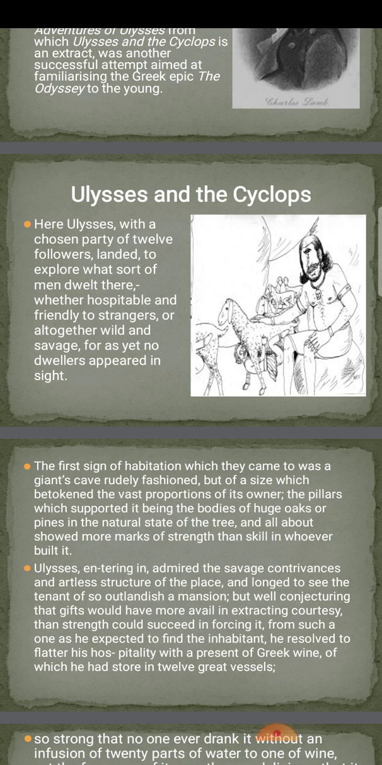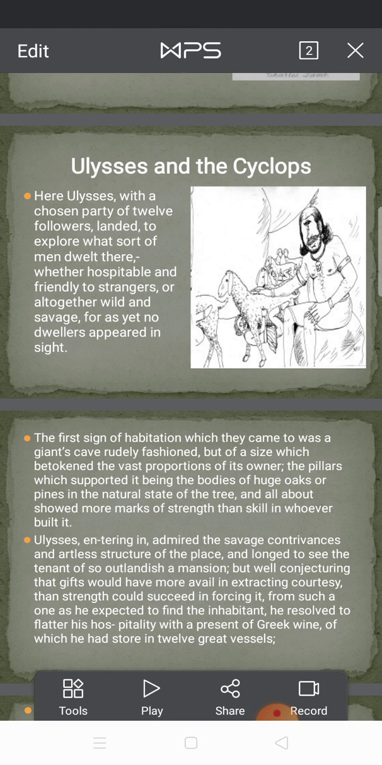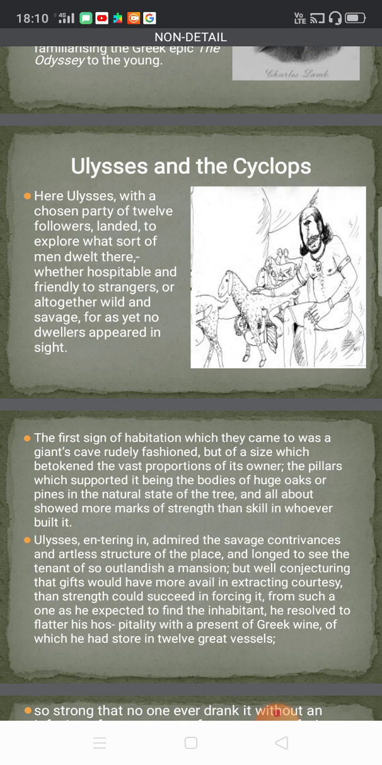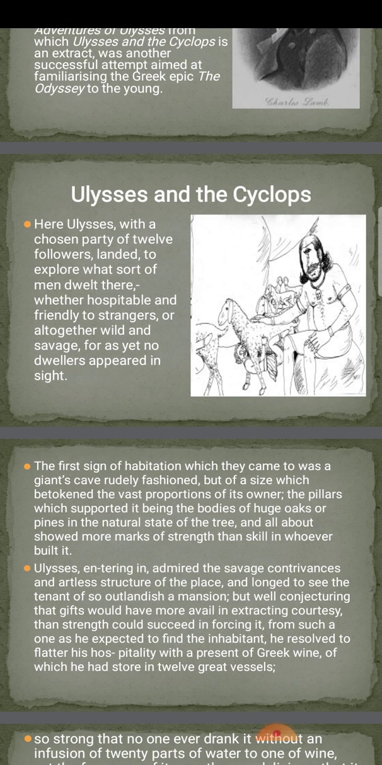The first sign of habitation which they came to was a giant's cave, rudely fashioned, roughly built, but of a size which betokened the vast proportions of its owner. The pillars which supported it being the bodies of huge oaks or pines in the natural state of the tree, and all about showed more marks of strength than skill in whoever built it. Really, it was a skilled one. Pine and oak trees, that timber and all they brought, and then they gave support, and they made a cave.